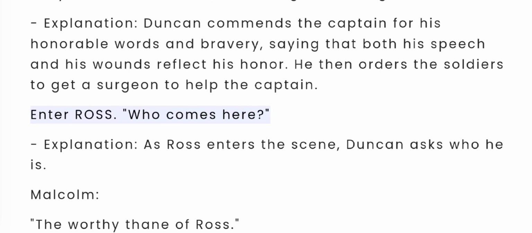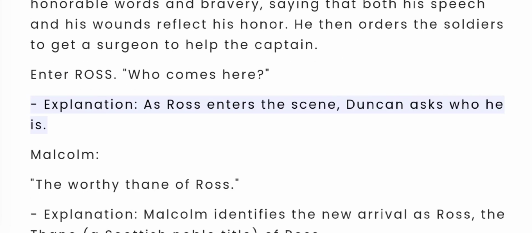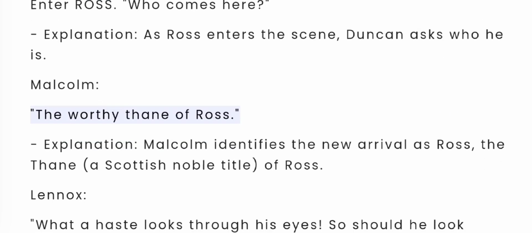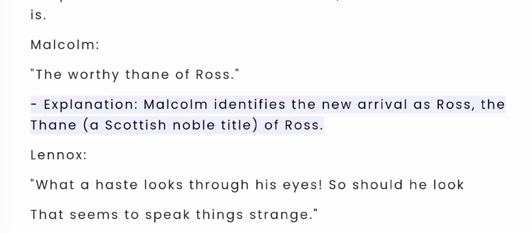Enter Ross. Who comes here? Explanation: As Ross enters the scene, Duncan asks who he is. Malcolm: The worthy Thane of Ross. Explanation: Malcolm identifies the new arrival as Ross, the Thane of Ross.